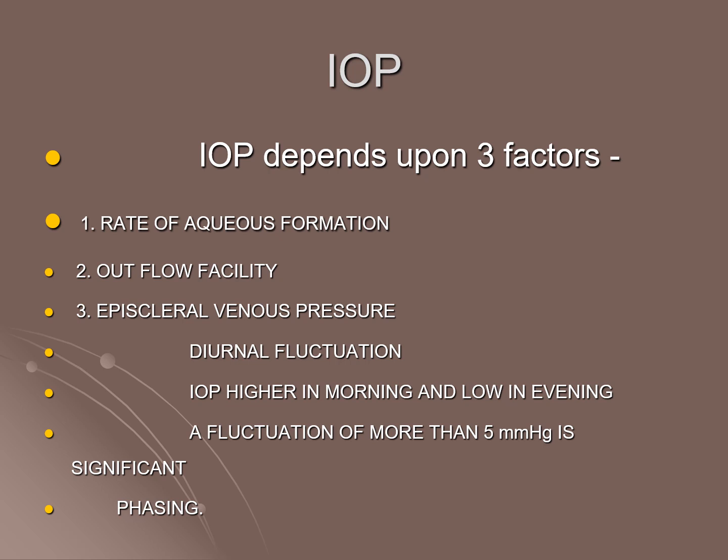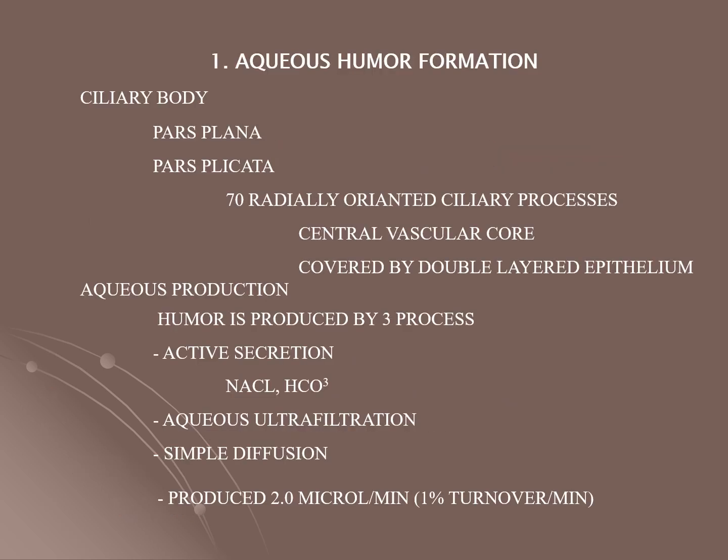Aqueous formation is by the ciliary body, which consists of two parts, pars plana and pars plicata. The total length of the ciliary body is 6 millimeters; the anterior 1/3 is the pars plicata and the posterior 2/3 is the pars plana. Pars plicata consists of 70 radially oriented ciliary processes having a central vascular core covered by double-layered epithelium.